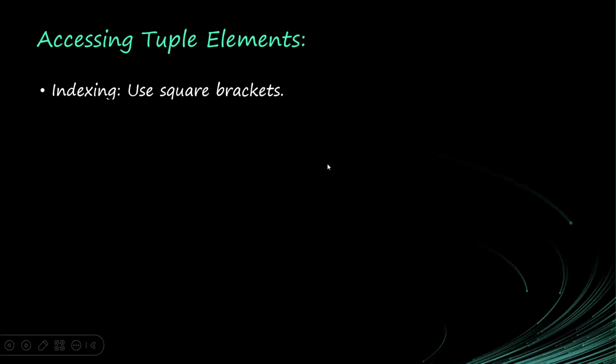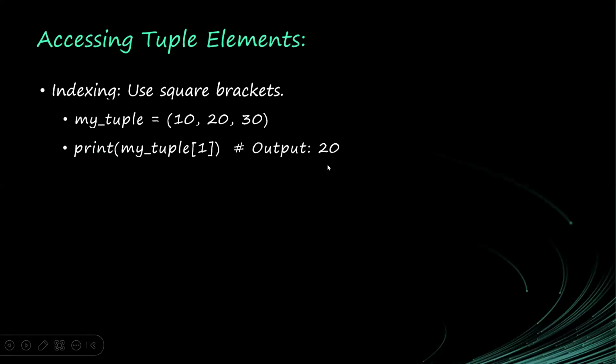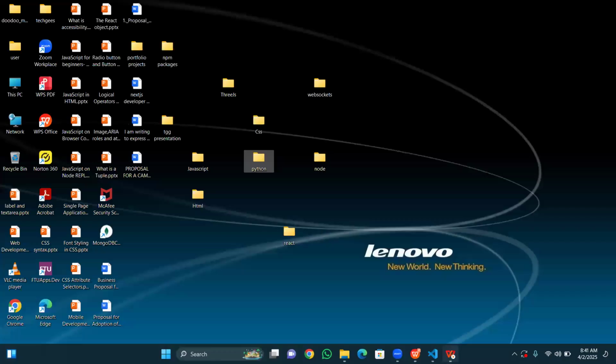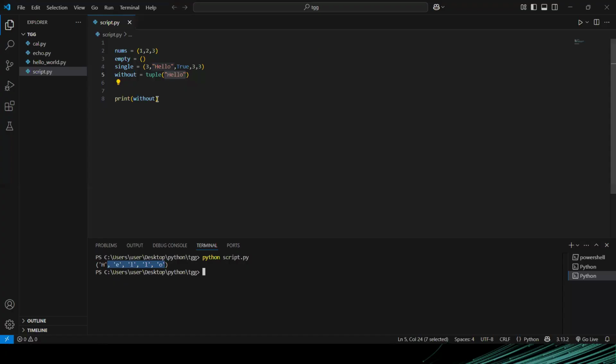How do you access the tuple elements? You use the square brackets, and just like the way we use indexing in lists, you also use indexing here. I want to access the first element of the without tuple, and it will give me H. Do you understand? Because that's the first one.